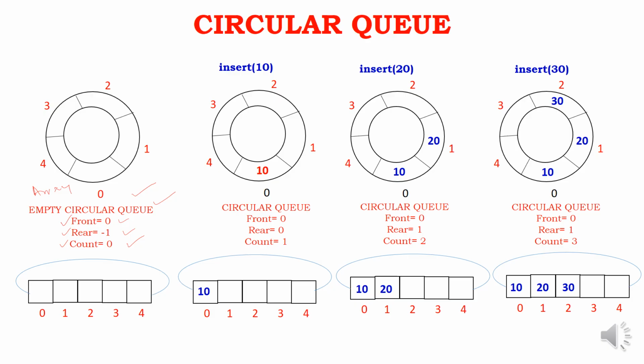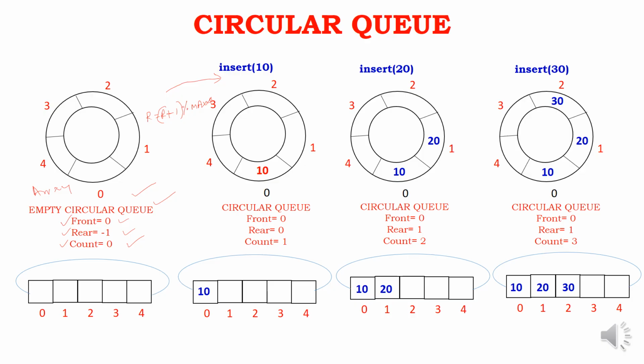Suppose I want to insert 10 into an empty circular queue. Normally, we increase rear, and in the rear position, we place the new element. But here we use rear = (rear + 1) mod MAXQ. MAXQ here is 5. Normally we use rear = rear + 1, and the entry at rear is x. But here rear is (rear + 1) mod MAXQ.